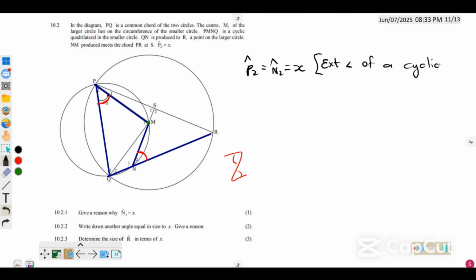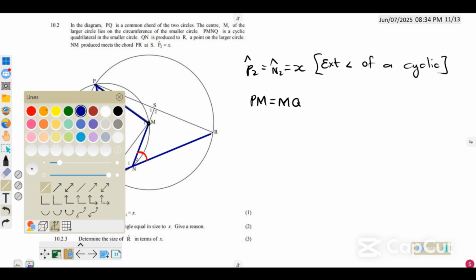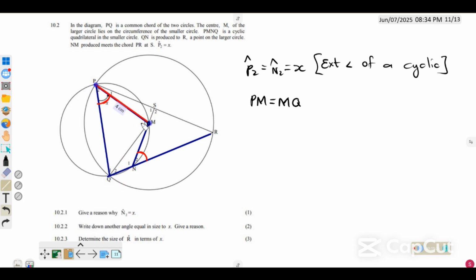Okay, so that's how it goes. And then moving on, what do we have? We have: write down another angle equal in size to X. So we are looking for another angle that is equal to X. Okay, so first of all, we can see that the line PM has to be equal to the line MQ, because they said M is the center of the larger circle. P and Q are points on the circumference of the larger circle. So by default, we can see that this line right here is equal to that line right there, both radii. So this is because they are radii. But we know one thing, that since this is equal to that, we have an isosceles triangle.